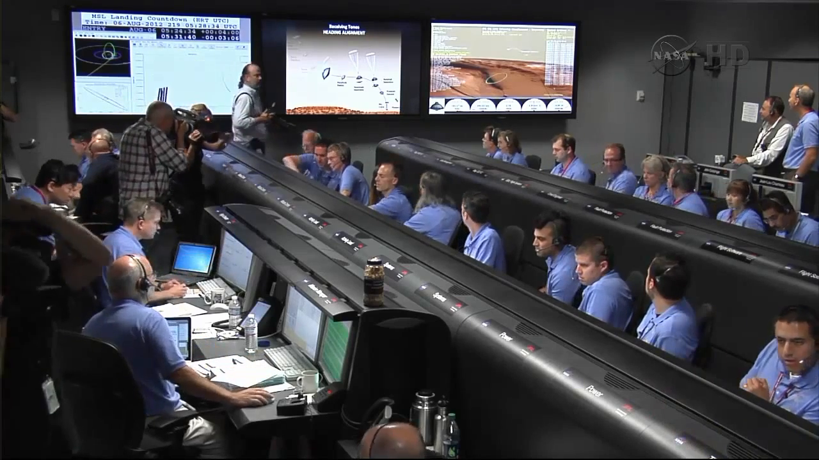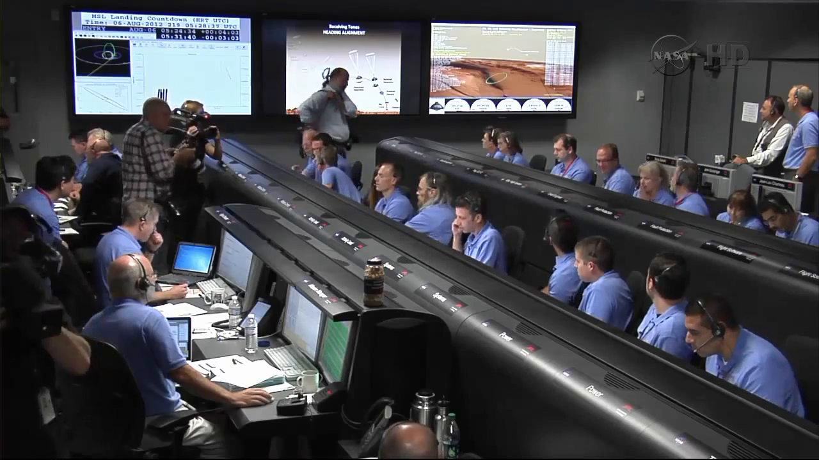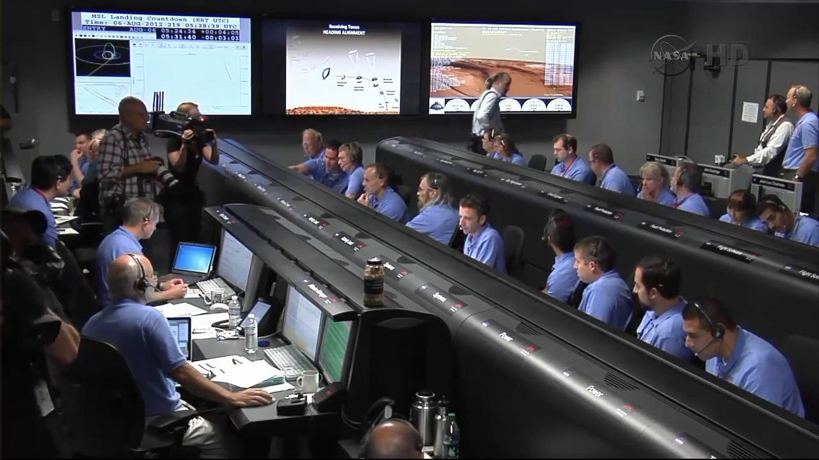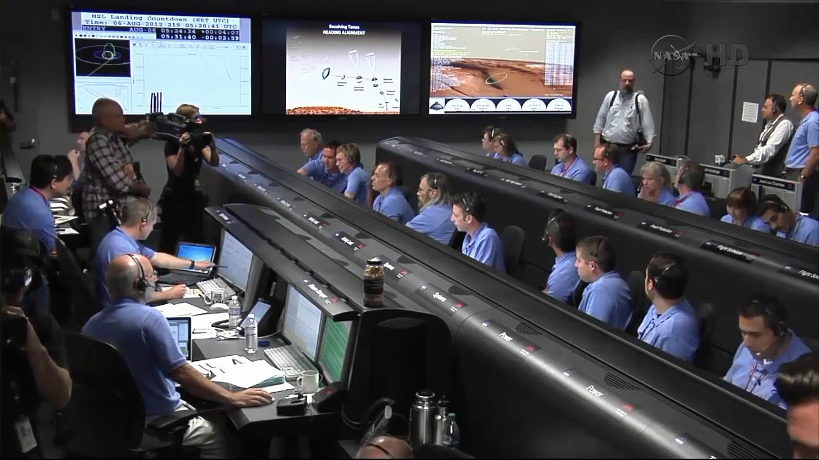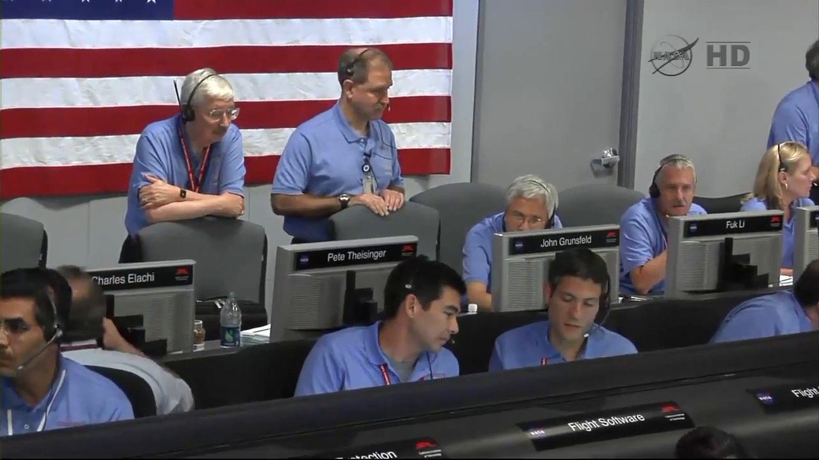Vehicle's continuing to decelerate. We're down to about Mach 2. As a reminder, we should have parachute deploy around Mach 1.7. We're at 15 kilometers altitude. We've begun entry balance mass jettison. The predicted miss downrange is 1.597 kilometers.